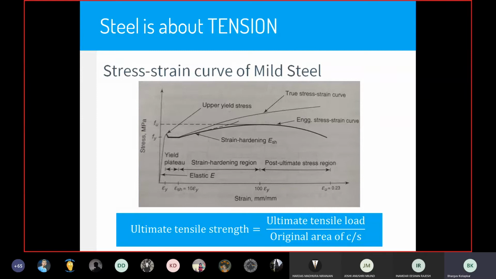Talking in terms of practicality of the experiment, it's very easy to measure the initial cross section, and it is very difficult to measure the instantaneous cross section because in the test the material failed in a very short amount of time. So it is practically not possible to measure the area every time after you increase the load from say 150 to 100 kilonewton. It is not practically possible to go and measure the cross section area.